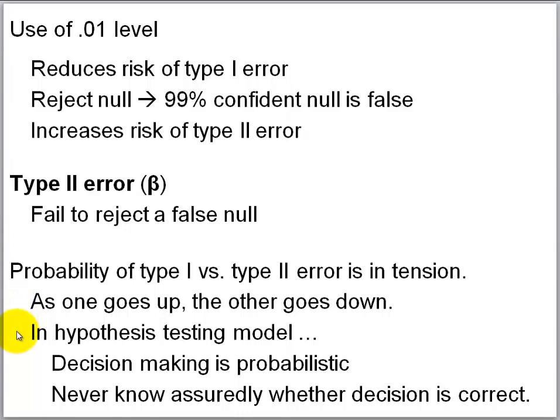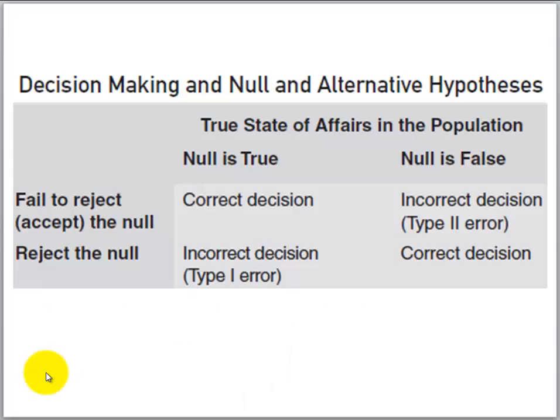So in hypothesis testing, the decision making is probabilistic in the sense that the researcher never knows assuredly whether her decision is the correct one. She'll never know assuredly because she'll never have data on the full population. Here is a scenario that presents the true state of affairs in the population and then the decision that the researcher makes. And so there are 4 quadrants.